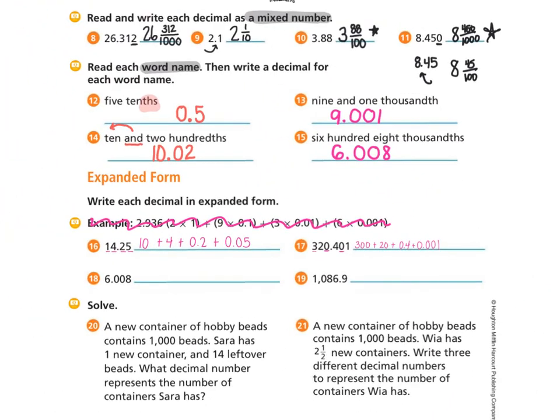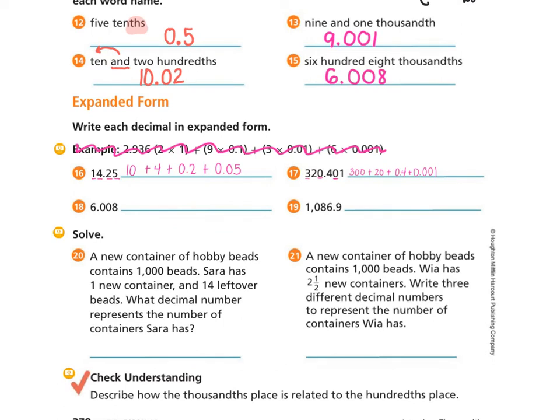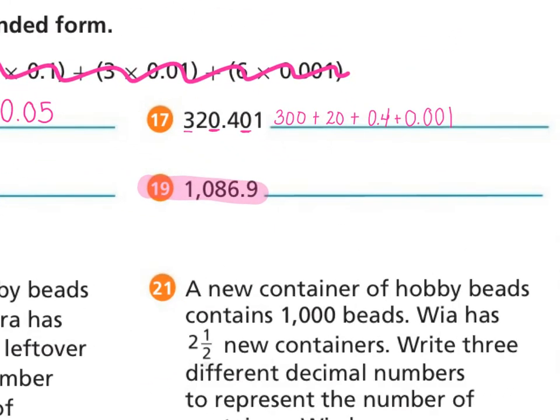Now that I've given you a few examples of expanded form, see if you can do number 19, and then check your work. Pause the video, do number 19 now. All right, let's see how you did. So I have 1,000 plus 80 plus 6 plus 9 tenths. Hopefully you got that right.